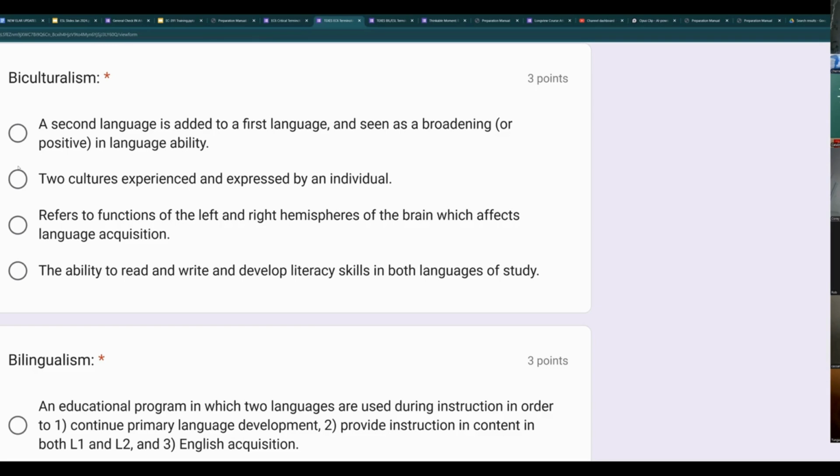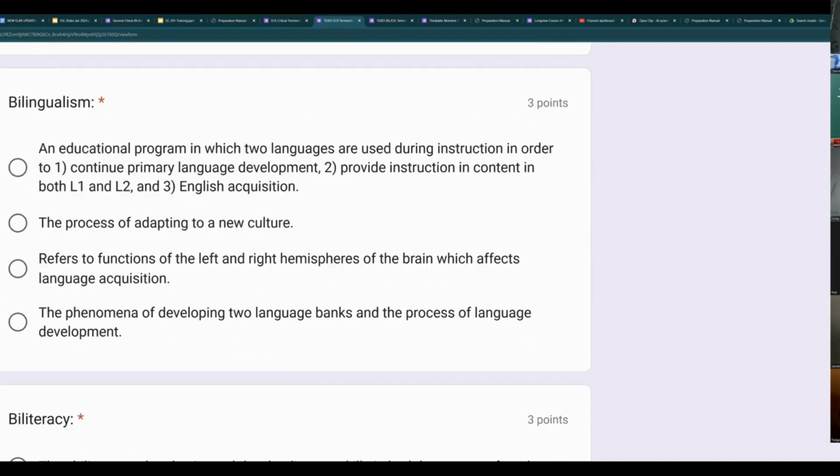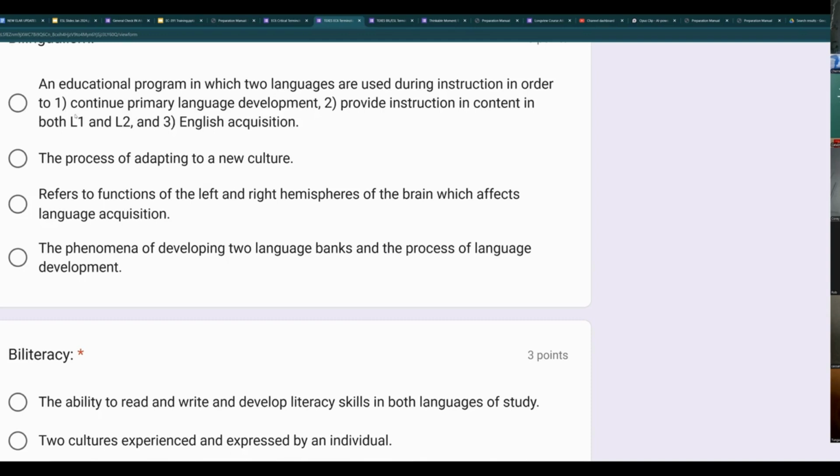I think a lot of times we are bicultural and we just think about it in terms of ethnicity, but you can't tell me that person doesn't have two different societies that they function between. So bilingual, again, we know, developing two language banks in the process of language development.